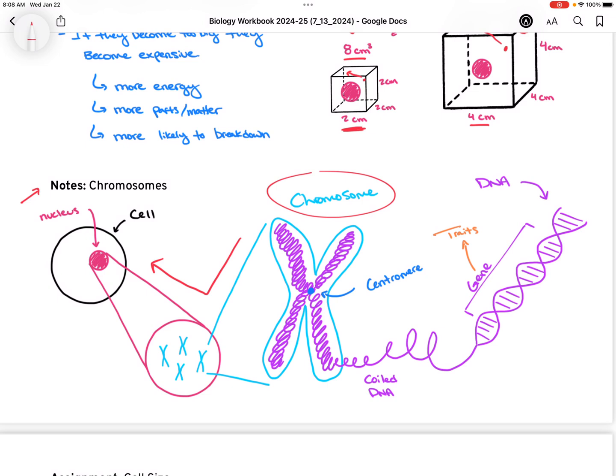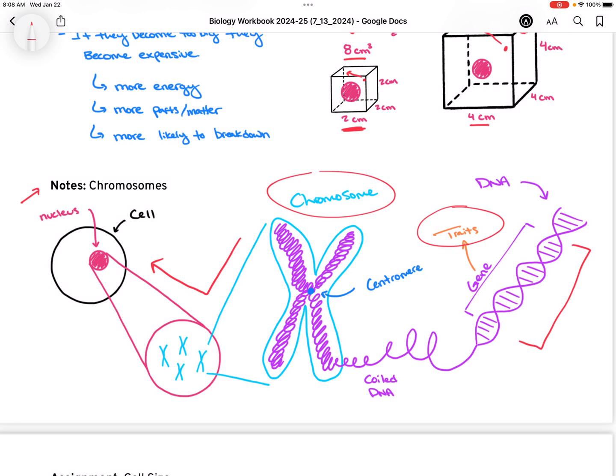And then inside of our chromosome, we have a bunch of coiled up DNA. Now, DNA is what codes for our different traits, and our traits come from genes, which are just segments of DNA. So this image here should be slight review, maybe some new information. But at the end of the day, when we're looking at chromosomes, they're found in the nucleus, and it's just basically lots of coiled up DNA.